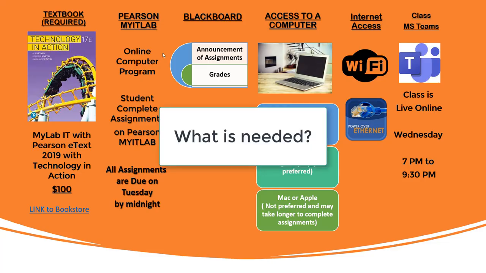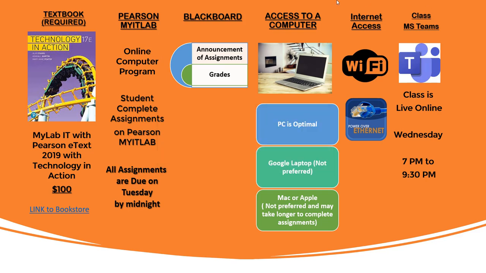Moving on, here is what's really required in this course. We need you to have a textbook. This is by My IT Lab by Pearson. It's about $100. On our website is a link to the bookstore, but you could also go to Follett Bookstore at Naugatuck Valley Community College. The textbook is required. It's by Pearson, and this is where your work is going to be completed.